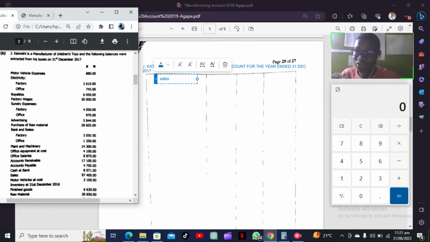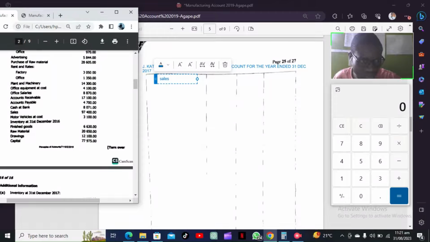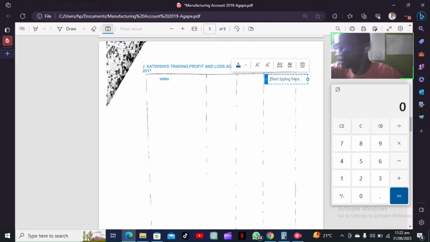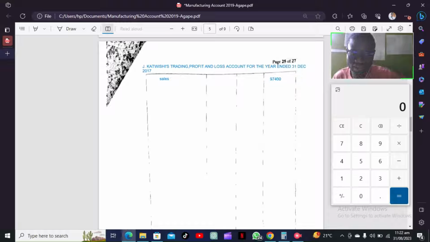Here we don't have any sales returns. If we had sales returns, we would have followed the normal procedure of lessening it. That's when we throw it to the last column. But here we don't have any returns inward, so we're going to take our sales directly to the last column. How much was it? It was 97,400.